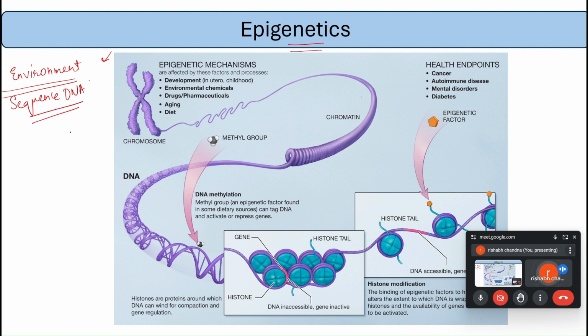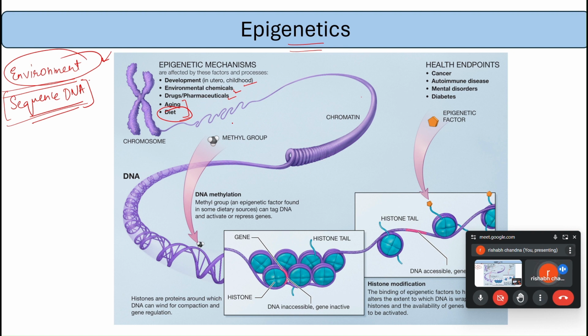So, all the changes in the expression pattern of a protein that are due to the environment, without changing the sequence of the DNA, refer to epigenetic changes. They can occur during development, due to environmental chemicals or drugs, aging, or diet. Diet also plays a major role in epigenetic changes.